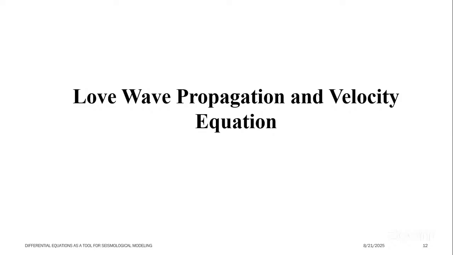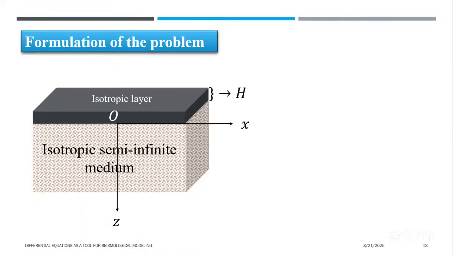Actually, the Love wave is named after a British mathematician named H. Love, and the modeling was done in 1911. Now let's talk about how that particular Love wave propagation is modeled. Here we are considering a simple structure. There is one layer of width h. The width of the layer is fixed, but the length and breadth are infinite.